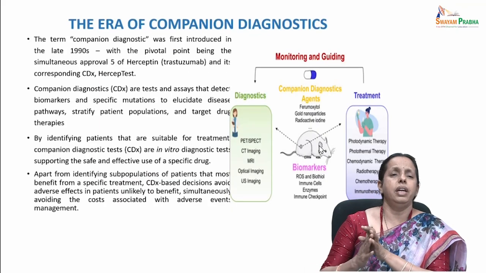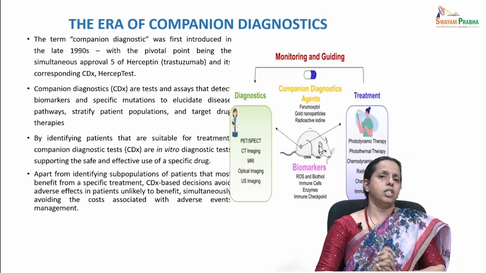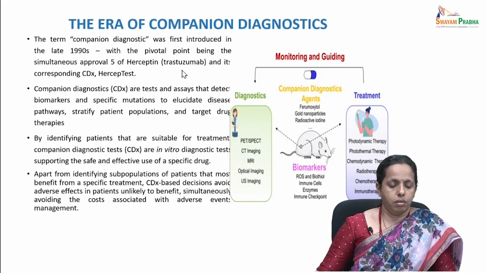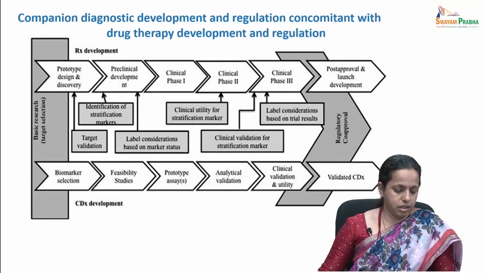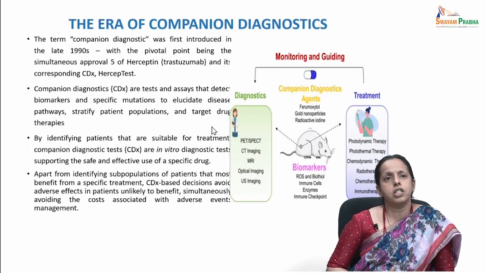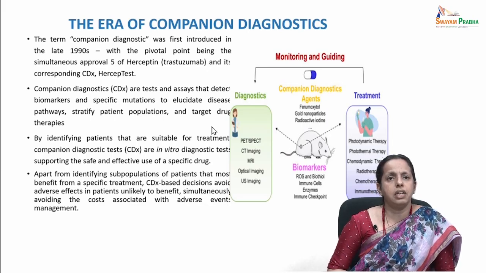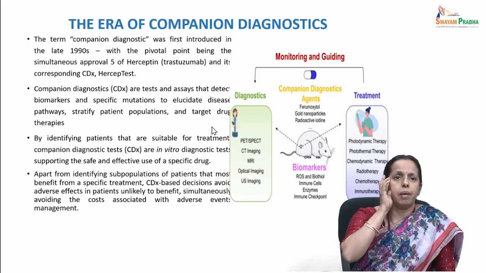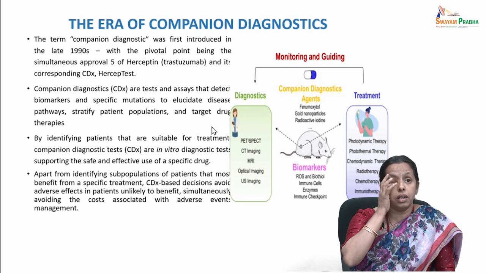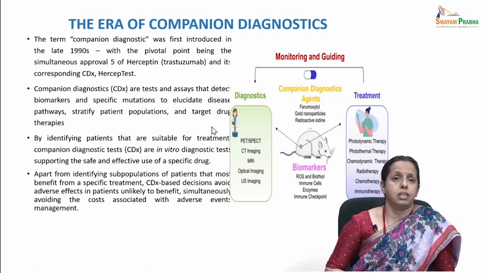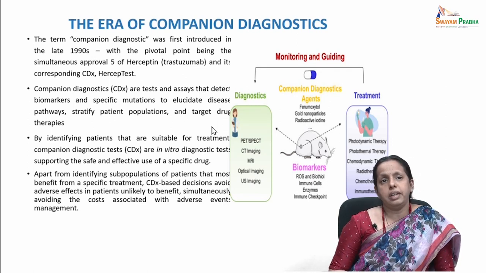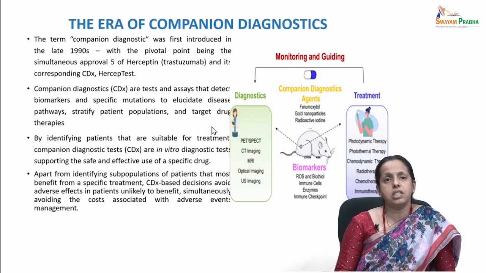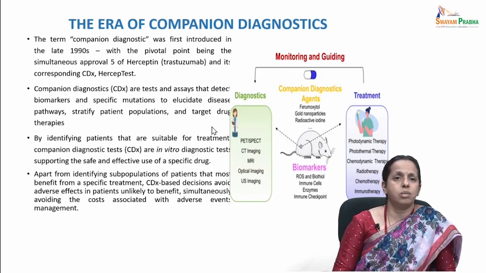Now coming to a very important term in precision oncology: companion diagnostics. Companion diagnostics were first introduced in the late 1990s, with the pivotal point being the simultaneous approval of Herceptin and its corresponding companion diagnostic test, the HercepTest. These companion diagnostics are tests and assays used to detect biomarkers and specific mutations to elucidate your disease pathway.